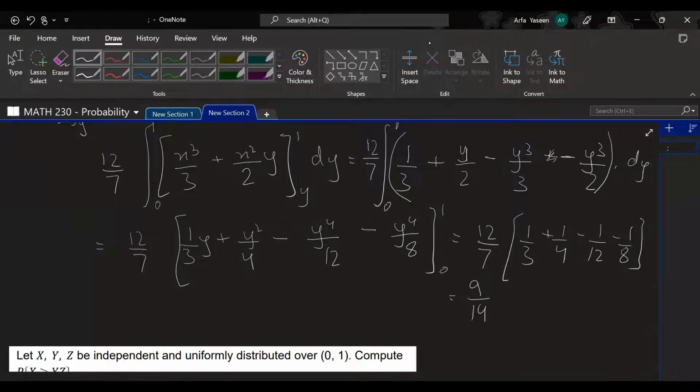9 by 14 is what I get. Let me confirm the answer though.